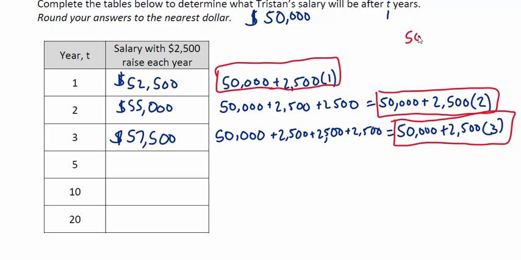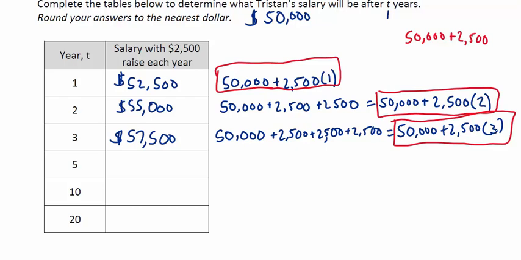They all start with the number 50,000. That does not vary, so we don't need a variable at this point. They all have a plus 2,500 in them. The only thing that varies from one of these answers to the next is the number in the parentheses, the number of raises Tristan receives. The number in the parentheses changes from 1 to 2 to 3.